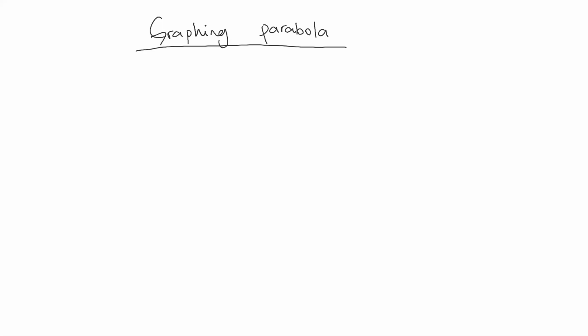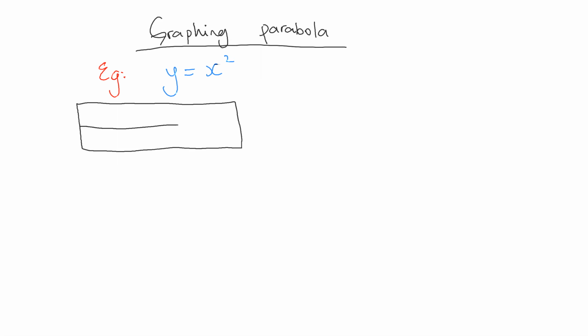Okay, so guys, my simplest example that I'm going to give you to graph a parabola is going to be y equals x squared. And when we have an equation like this, what I'll do first is a table of values. Okay, so a table of values will look something like this.